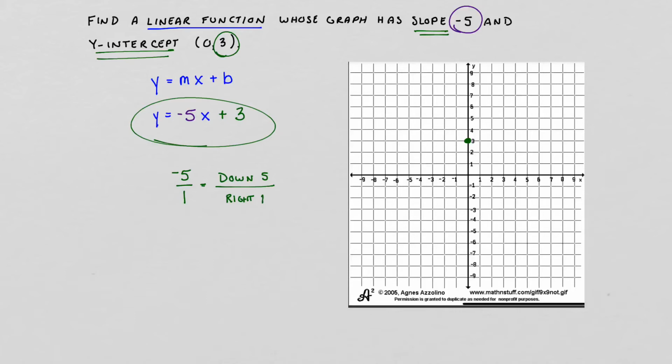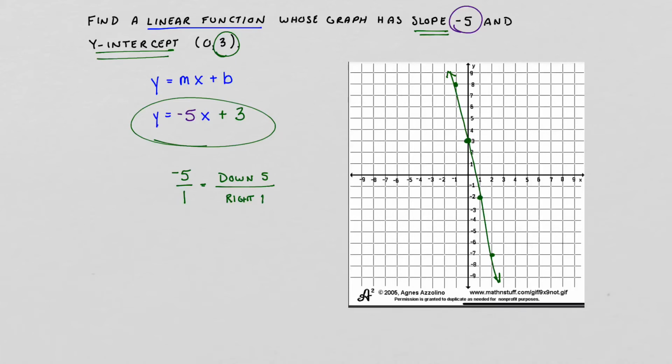So I'll go down 5 and then to the right 1, and I can continue to do that if I want. Likewise, I could go in reverse, so I could go up 5 and then to the left 1. And again, all of my points are lining up nicely. Oop, my line, however, was not. That's a little bit better. But now I can see that I do have my linear equation, or my linear function, graphed.